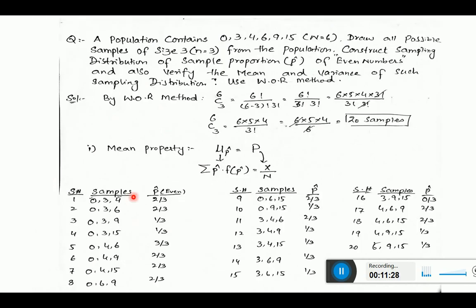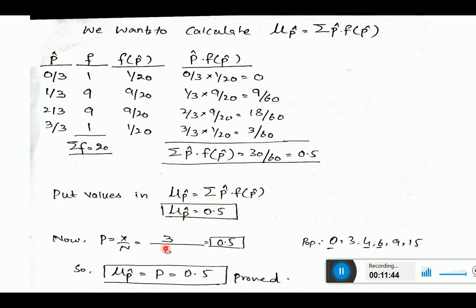In the p cap column, the smallest value is 0 by 3, then 1 by 3, then 2 by 3, and the last value is 3 by 3. Write the p cap column again in this way.